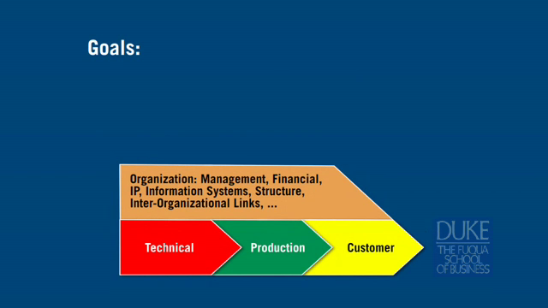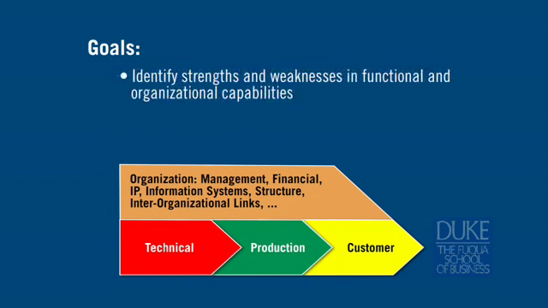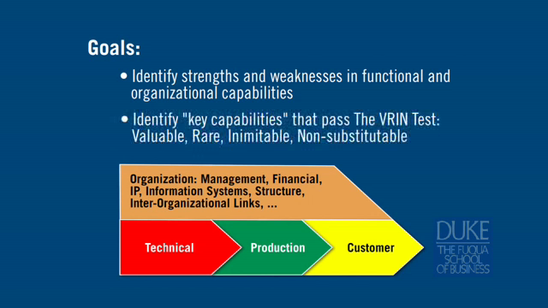Because remember what we're doing, what our goal is and what our purpose is. Our goal is basically to identify strengths and weaknesses in functional and organizational capabilities. We're doing that because we wanted to address the threats that we saw in industry analysis, and we're doing that because we wanted to take advantage of opportunities that we discovered. And we're trying to identify key capabilities that pass the VRIN test, capabilities that are valuable, that are rare, that are inimitable, that are non-substitutable. And the value chain helps you identify what the capabilities are, figure out which ones are necessary, which ones are strong, which ones are weak, which ones are key.